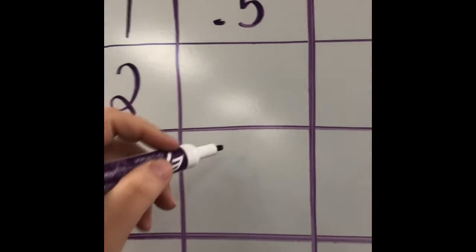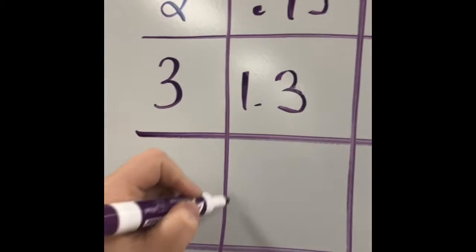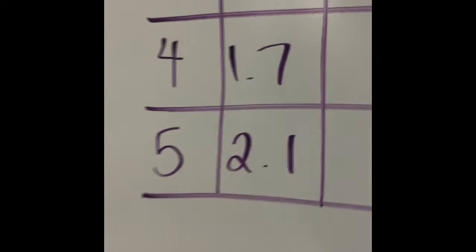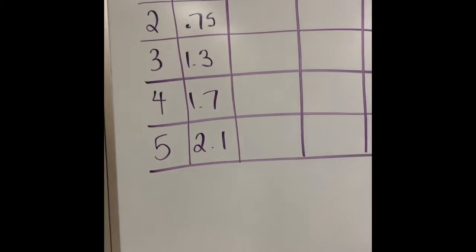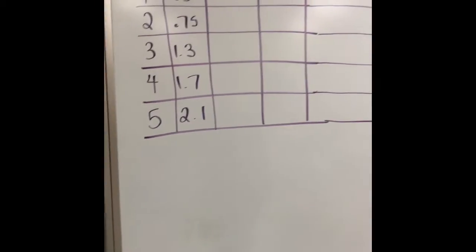So what I would do for my first trial is I would record, okay, it takes 0.5 seconds to get to 1 foot, 0.75, 1.3, 1.7, and 2.1 seconds. I'll write all the times in for all 3 trials for my first car. I'll switch cars and fill in my data table.